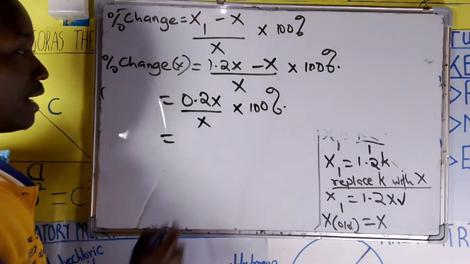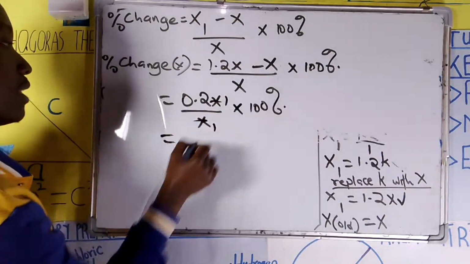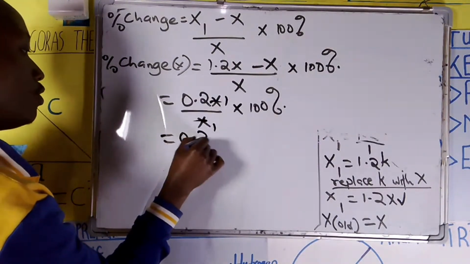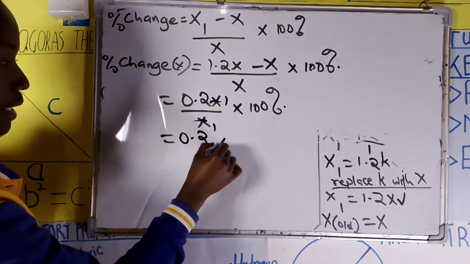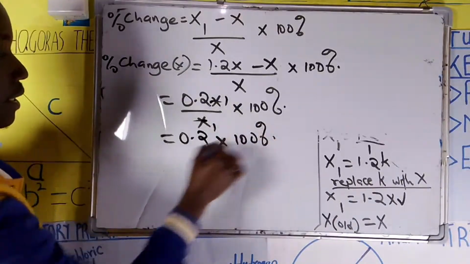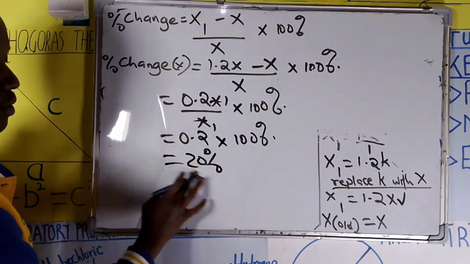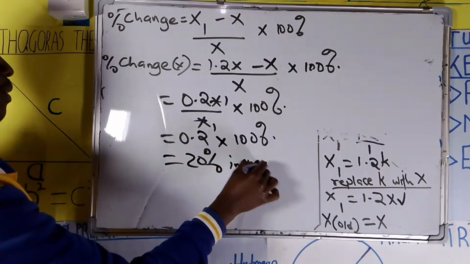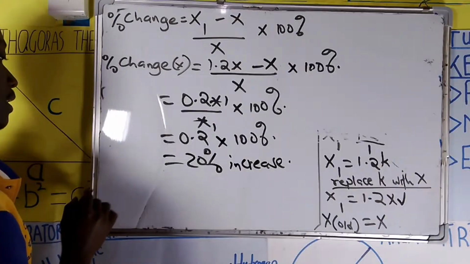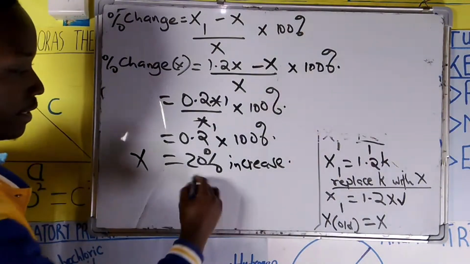Once we simplify that by x, we will have 0.2 times 100%, and when we multiply, we are going to get 20%. And because it is positive, we will say 20% increase. So that is the change in x.